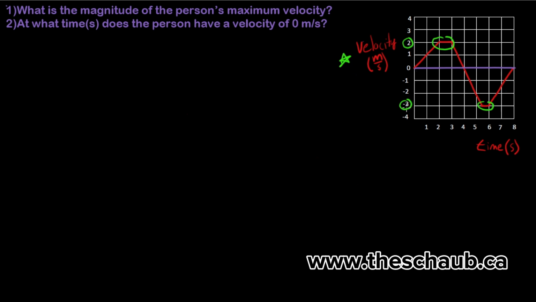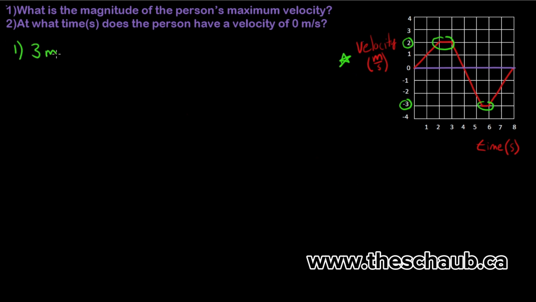Remember, the negative sign only indicates direction of travel, so the largest magnitude of velocity is 3 meters per second. So our answer to question 1, what is the magnitude of the person's maximum velocity?